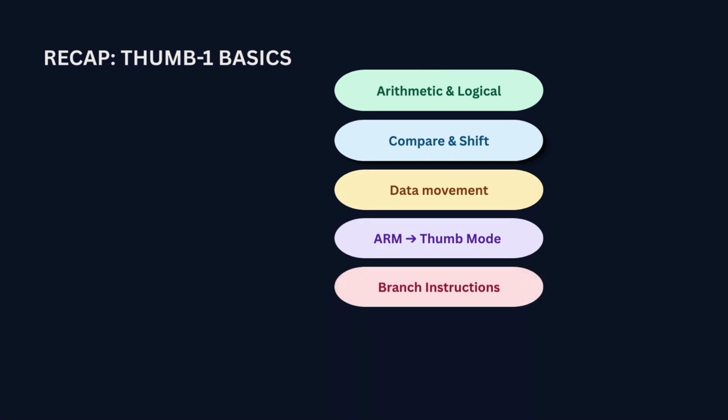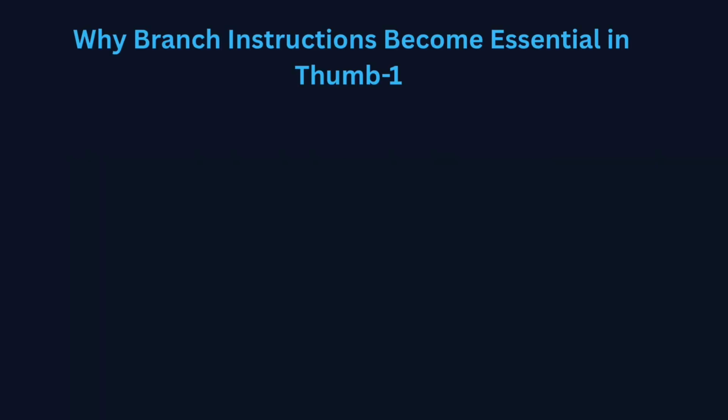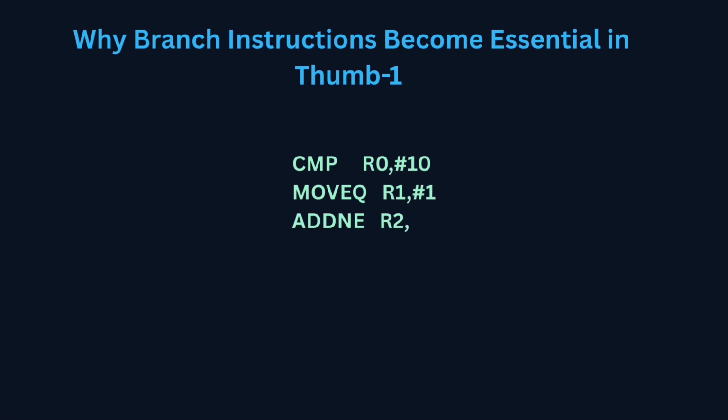If you have already learned ARM mode, you might be wondering, why can't I simply write instructions like move if equal, add if equal in Thumb mode? Let's find out. In ARM mode, most instructions can be conditionally executed.